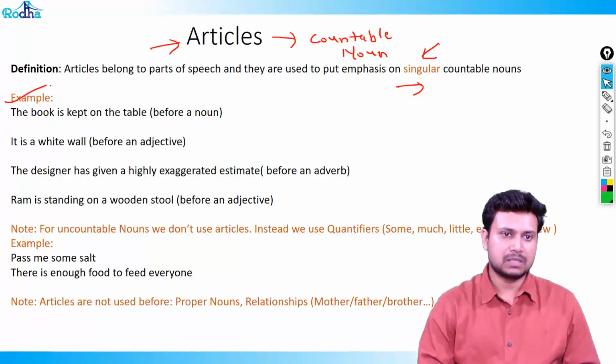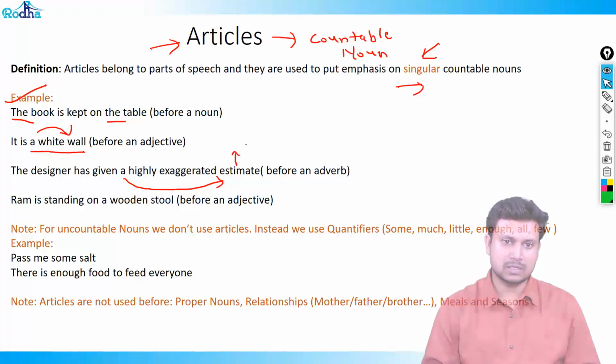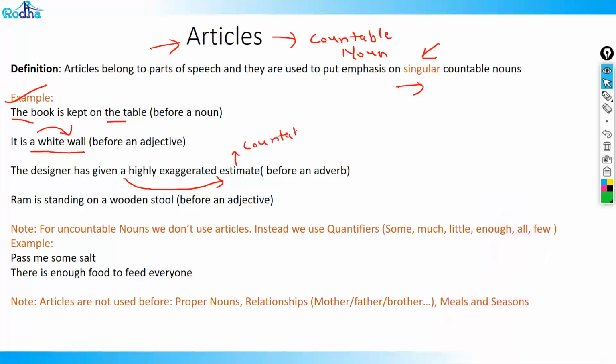Let's look at some examples. The book is kept on the table. So some specific table, some specific book kept on some specific table. So it should be the. It is a white wall. So any white wall, and wall can be countable. So it is a white wall. The designer has given a highly exaggerated estimate. Now this is for an exaggerated estimate. Estimate can be countable, so this is a countable noun. So that's why you have a highly exaggerated estimate.